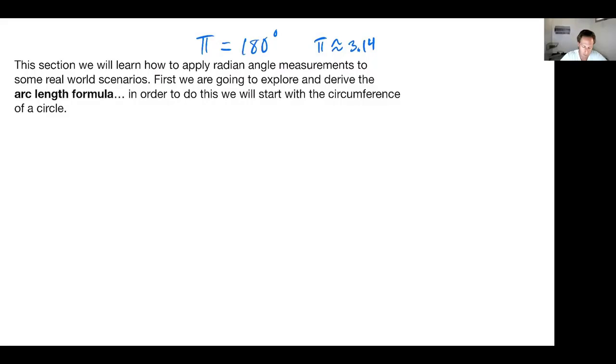Okay, so what we're going to be talking about in this section is first a little thing called arc length, and I'm going to go ahead and derive that formula with you all. And in order to do that, we're going to start with something that we reviewed last video, and that is the circumference. If you remember, the circumference of a circle is simply the perimeter of it all the way around, which is equivalent to 2 times pi times r.